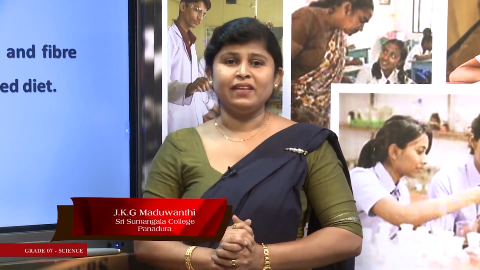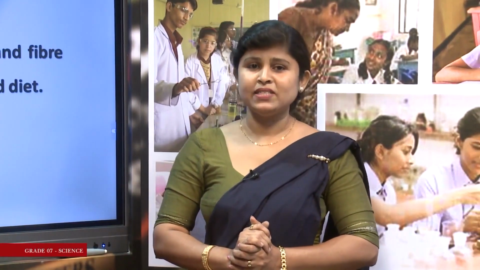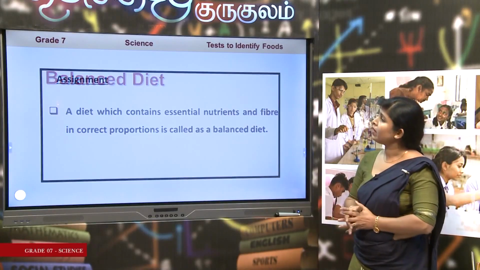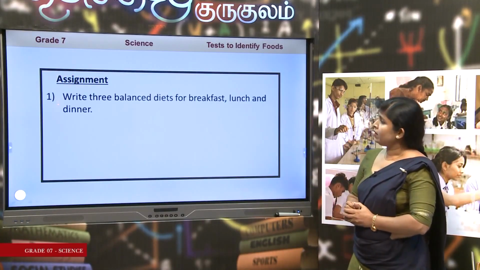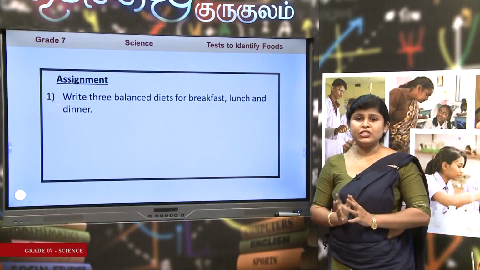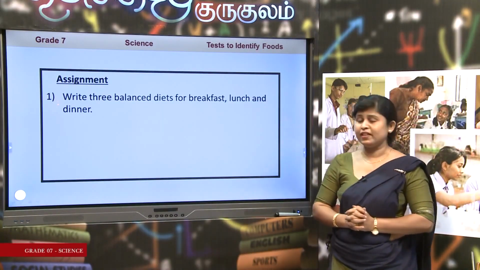I want to check whether you learnt what I taught you. So, I am going to assess your knowledge. For that, I have given you an assignment. Let us see the assignment. First question is, write 3 balanced diets for breakfast, lunch and dinner. Right, you have to think about suitable food items for a balanced diet, suitable for breakfast, lunch and dinner. You can write them in your writing book. In addition to that, you can paste some pictures. You can make a nice picture collection there.